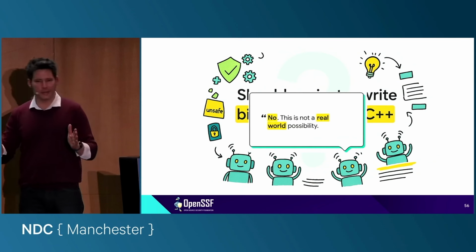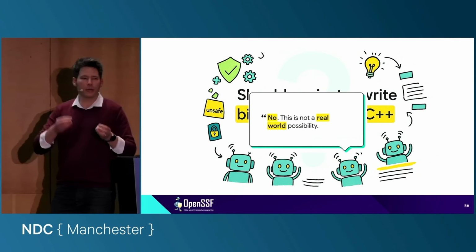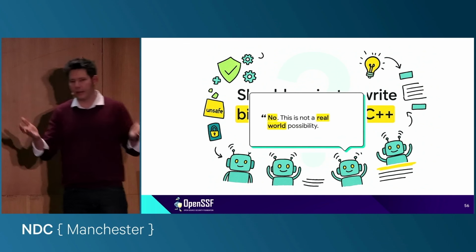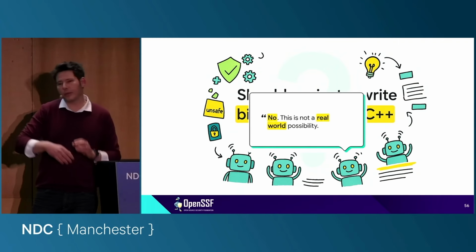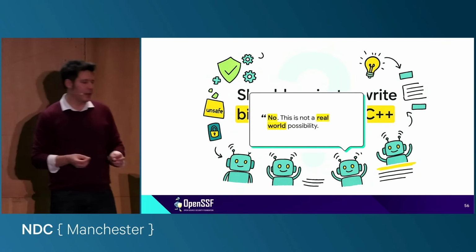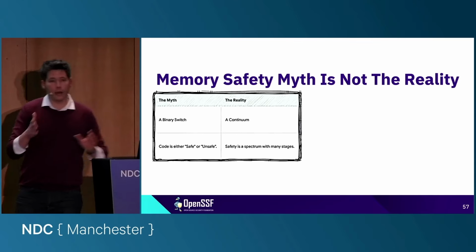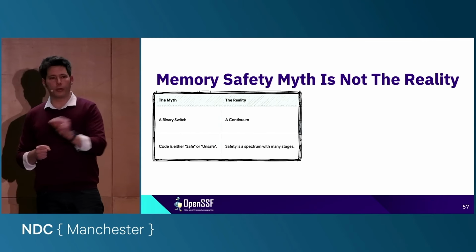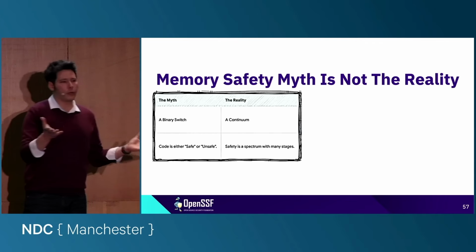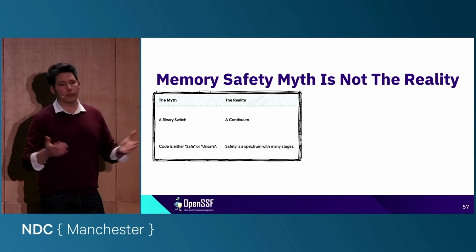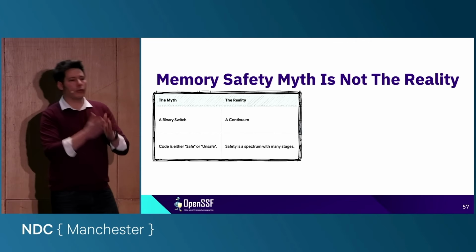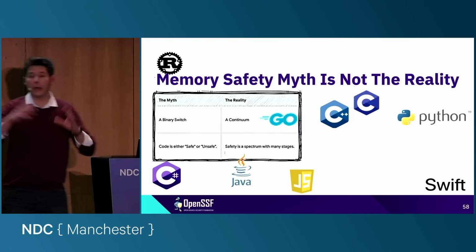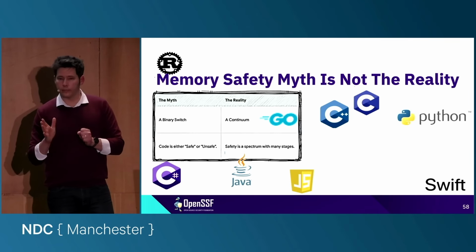OK, we shouldn't. Right? And actually, it's not even a real-world scenario. It's not even a reality that we can actually think about, right? Because we have so many dependencies. And more than that, I argue that the question of whether my code is memory safe or not is not a binary switch. I can't answer it with a simple yes or no because it is a continuum, right? And it's a continuum no matter what language you use.